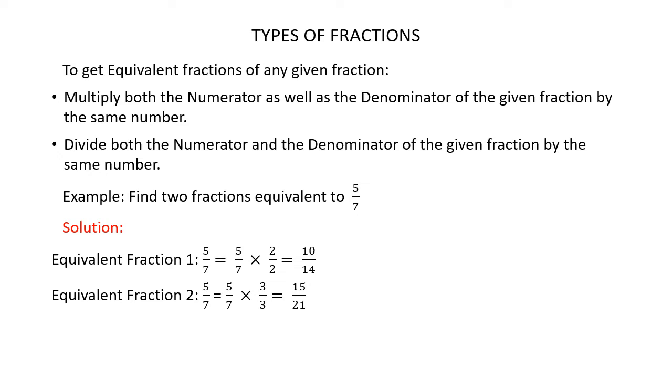Similarly, let's multiply both the numerator and the denominator of 5/7 with 3. So 5 multiplied by 3 is 15. 7 multiplied by 3 is 21. So you got the fraction 15/21. 15/21 and 5/7 are equivalent fractions because they have the same value. If you divide 15 by 3, you will get 5. If you divide 21 by 3, you will get 7. So 15/21 is equivalent to 5/7 because they have the same value.